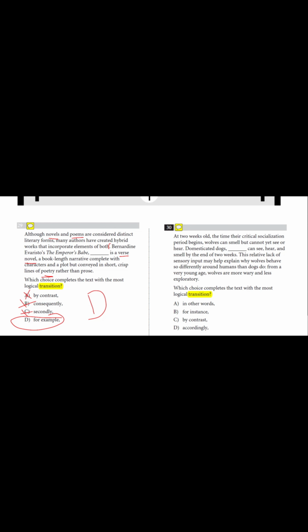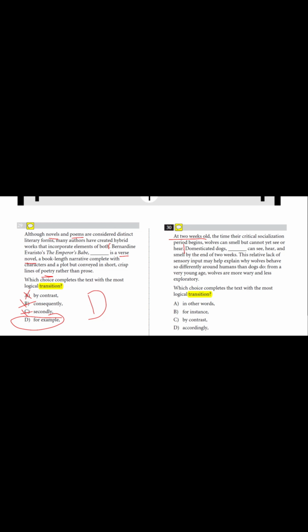The same way, it is a transition question, so I'm gonna just try to simplify or summarize the ideas, and then I'm gonna choose based on this. So it says here, at 2 weeks old, the time their critical socialization period begins. Wolves can smell but cannot yet see or hear. And this is the end of the first idea or the first sentence.